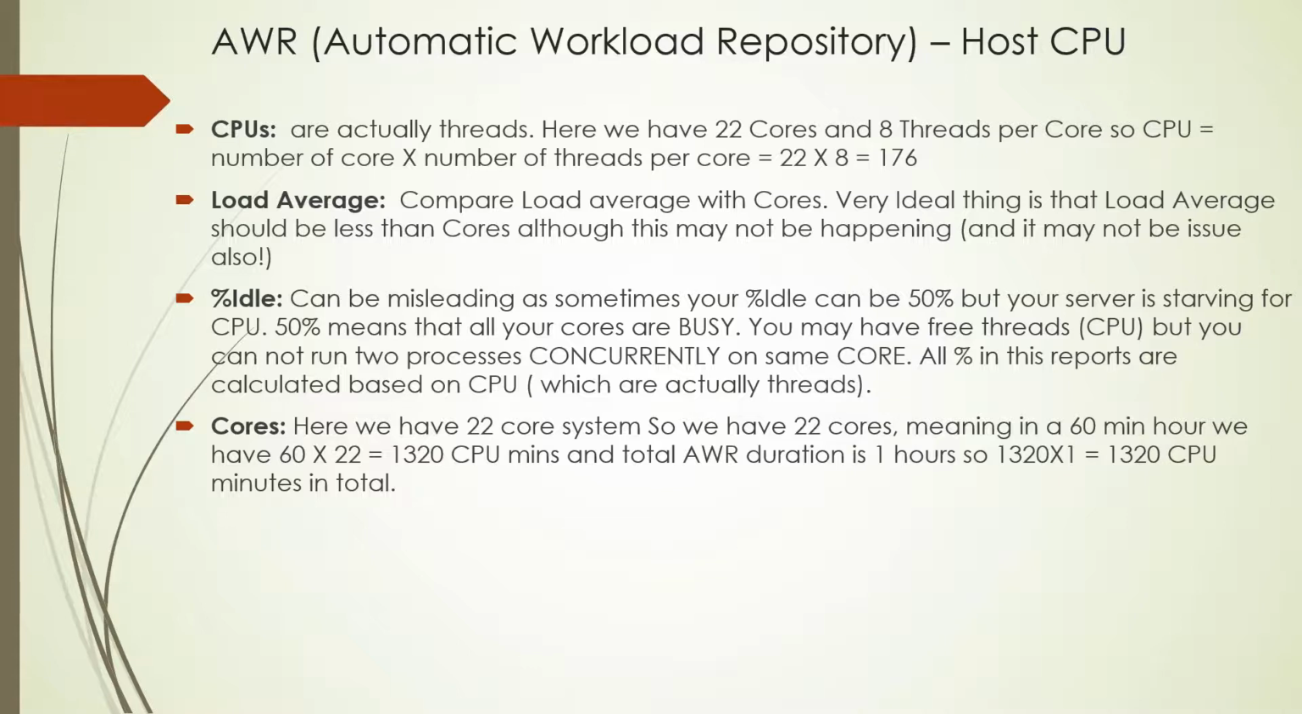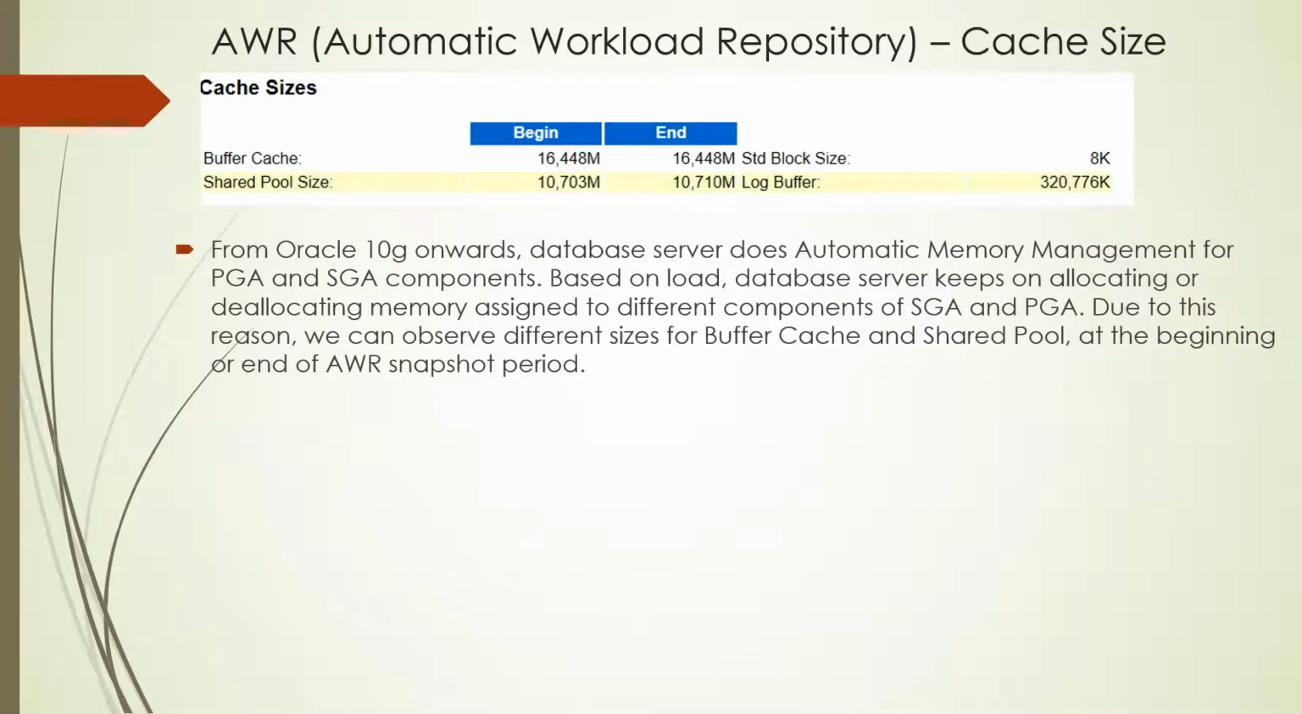It may be hard to understand, but once you read it again, you will get all of it. Next part is your cache size. It gives the data of your different caches. How much is your buffer cache? How much is your shared pool size? Now if you see, the buffer cache begin and end is the same, and 8K is the block size. Then your shared pool size is 10.703 and it is increased a bit to 10.710 MB.